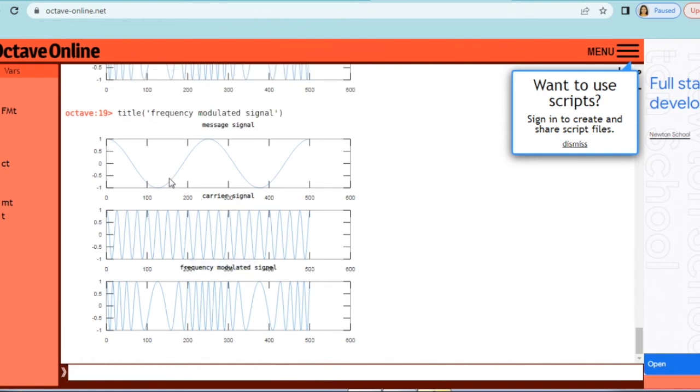So we can see that the frequency of the frequency modulated signal is varying in accordance with the instantaneous value of the message signal. We end this program here.